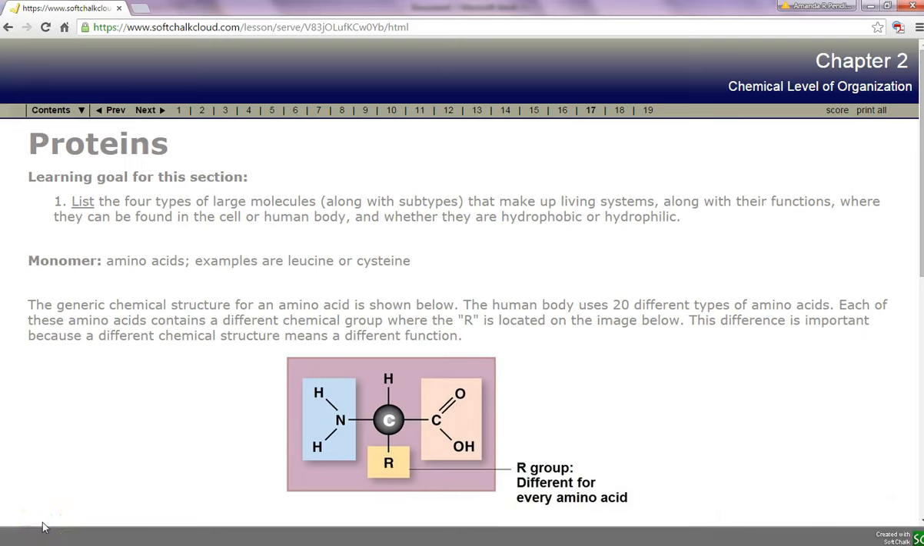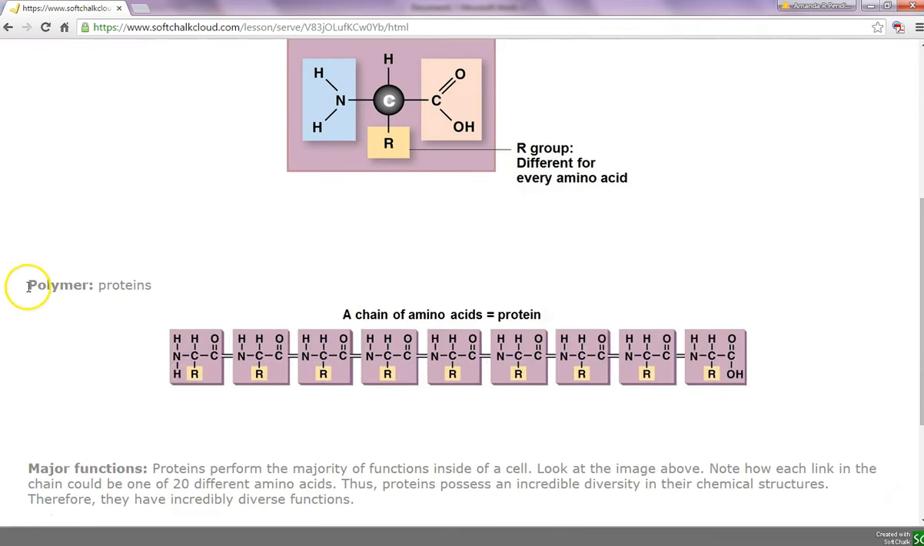Okay, and so now we're going to look at proteins and what they are and what they do. So the monomer for protein is called an amino acid. There are 20 different types of amino acids used in the human body. And you may have heard of some: cysteine, leucine, and some of them you can even buy, I believe, as nutritional supplements. Okay. And then the polymer is called protein.